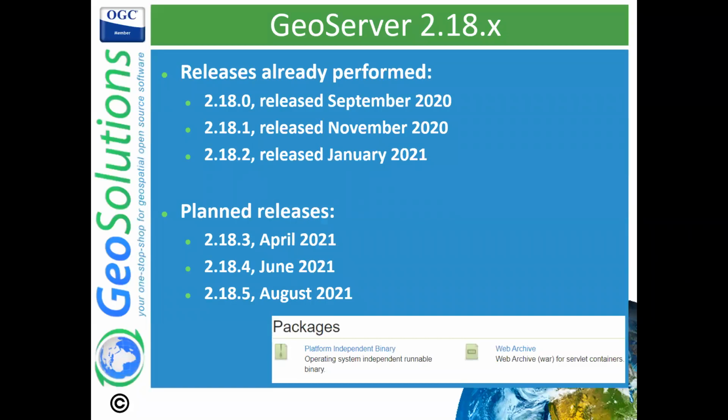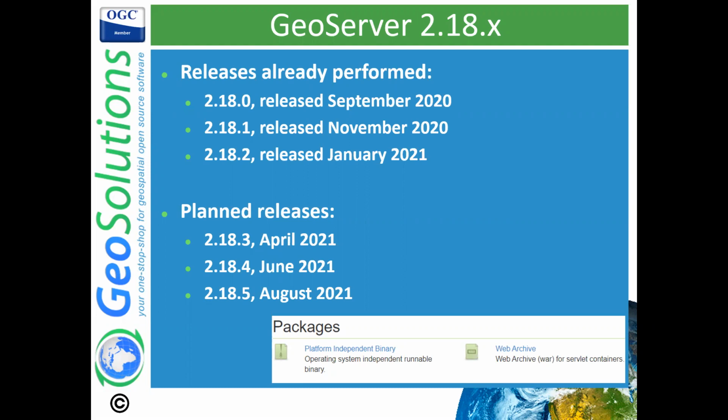Focusing on GeoServer 2.18, we can see that we already performed a number of releases, in particular 2.18.0 in September 2020, and then 2.18.1 and 2.18.2 just released in January 2021. And we still have 3 planned releases going towards the end of the year when GeoServer 2.18 will stop being released, around September.